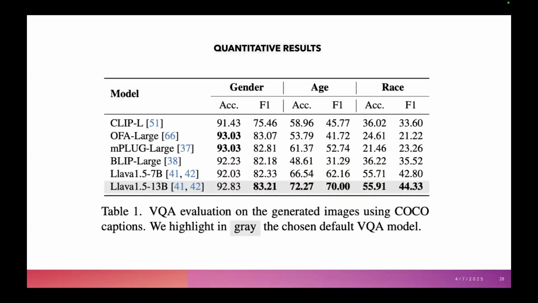The researchers experimented with different language models for the VQA, and those include CLIP L, OFA large, Unplug large, BLIP large, LLaVA 1.5 7B, and LLaVA 1.5 13B. These models were tested on both Flickr and Coco. The accuracy and F1 scores are measured on tasks related to age, gender, and race. The higher the score, the better the model is at recognizing and reducing bias. It was found that LLaVA 1.5 13B emerged as the best performing model, so the researchers chose it as their default.